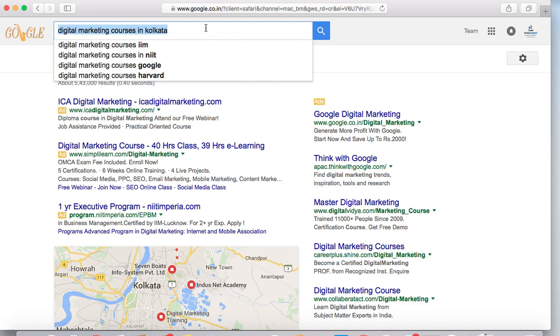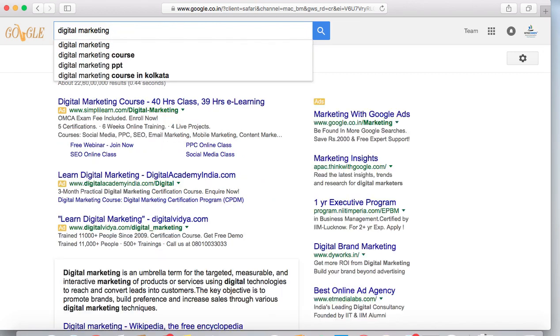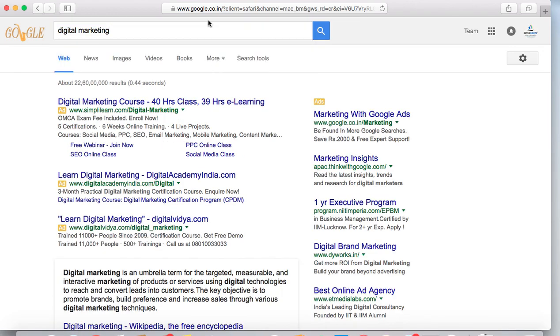It's a single word or double word that is generic in nature, and the volume and competition are quite huge for it. For example, 7 Boats is mostly dealing with digital marketing, so overall our subject matter is digital marketing. Digital marketing is a two-word keyword. If we search digital marketing in google.co.in, we see the total number of results is around 22 crore.